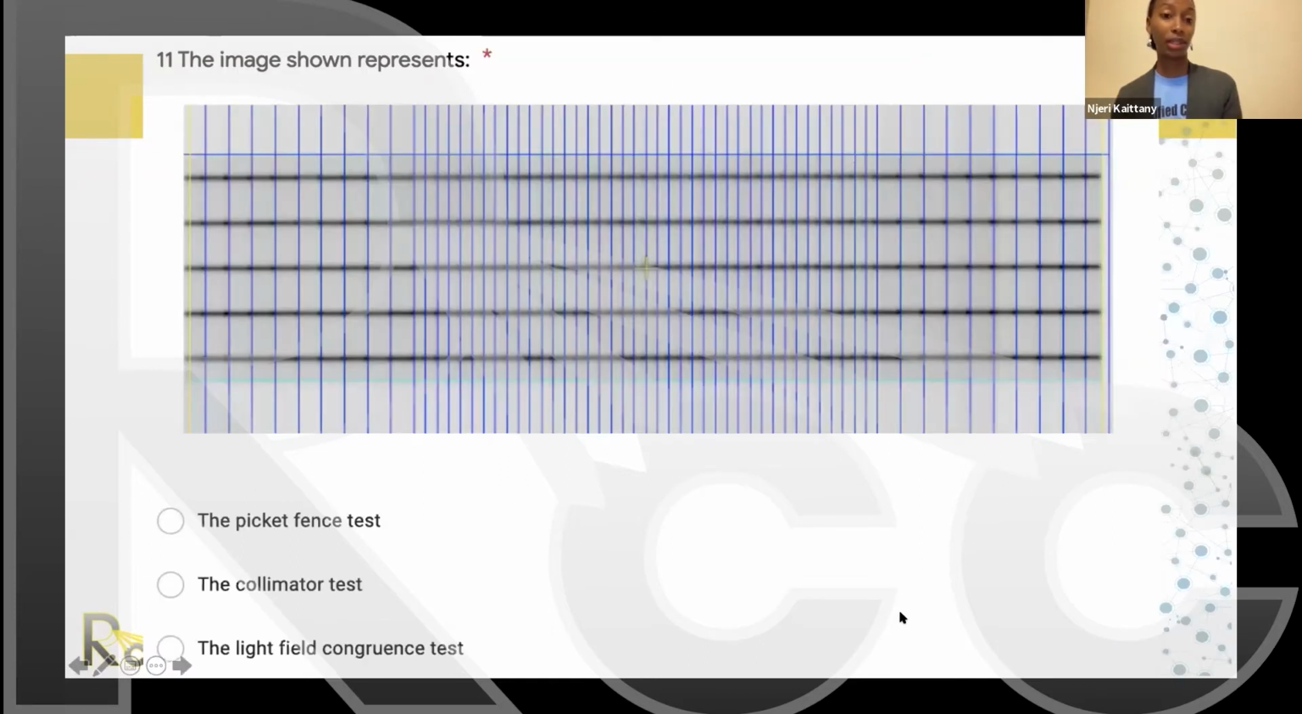Shown represents, I'll give you a second to think about this. It might not be so obvious to some. Okay, next. And it's the picket fence test, which is used for your MLC QA, basically to check the MLC leaf positioning.